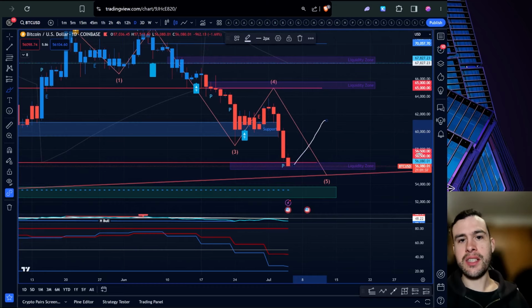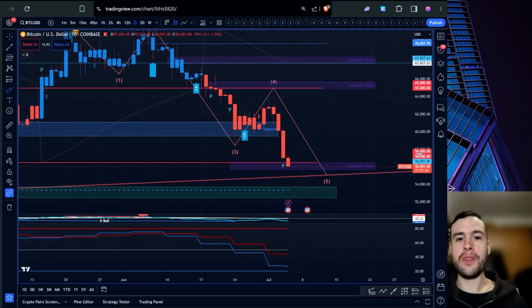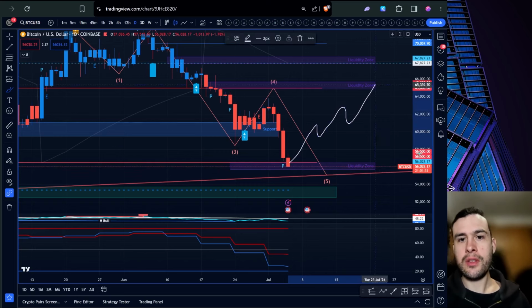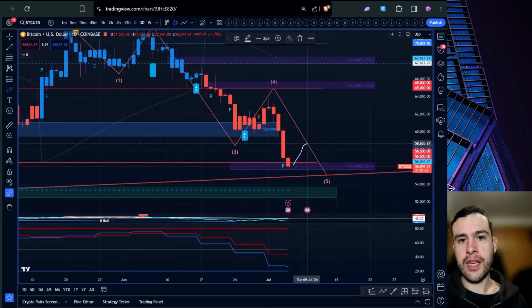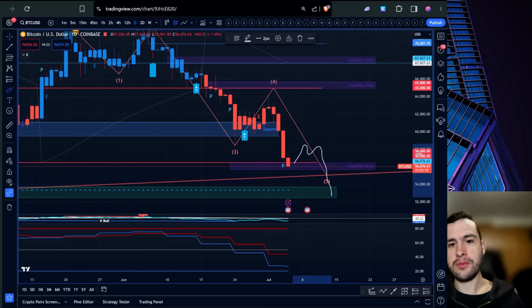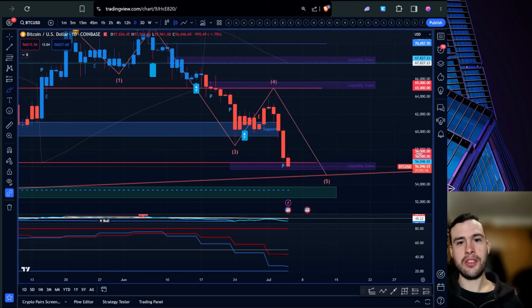Because that would make sense, and we'd have to see what kind of move it is, right? If it's an impulsive move after, then that'd be quite good, you know, 5 waves. But if it's just a small bounce like this, then potentially we'll see lower prices again, which isn't great.